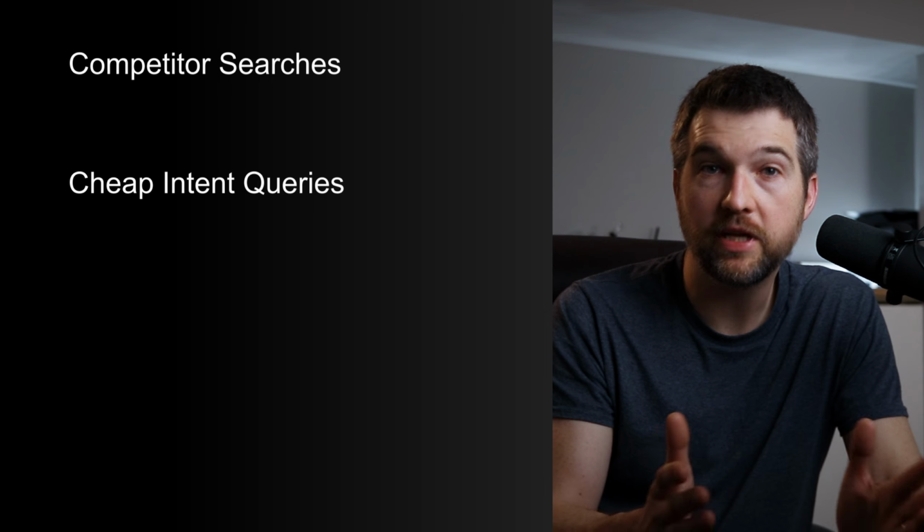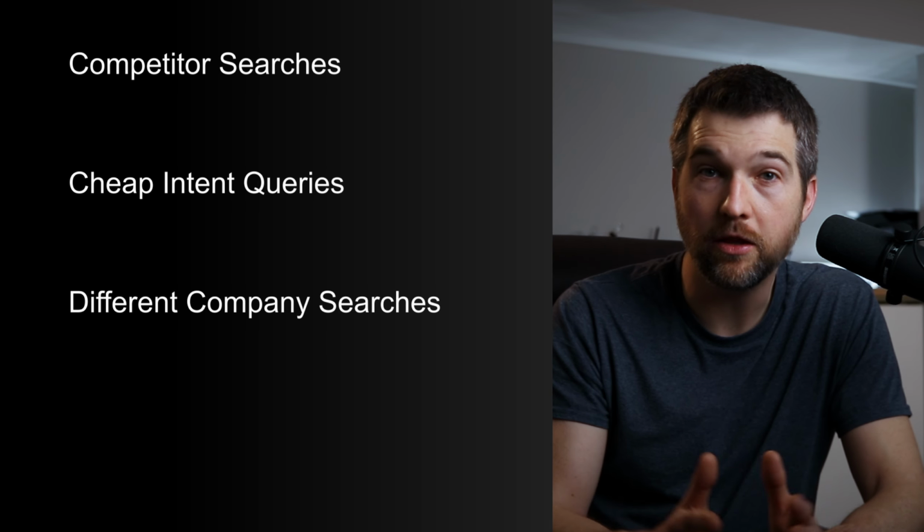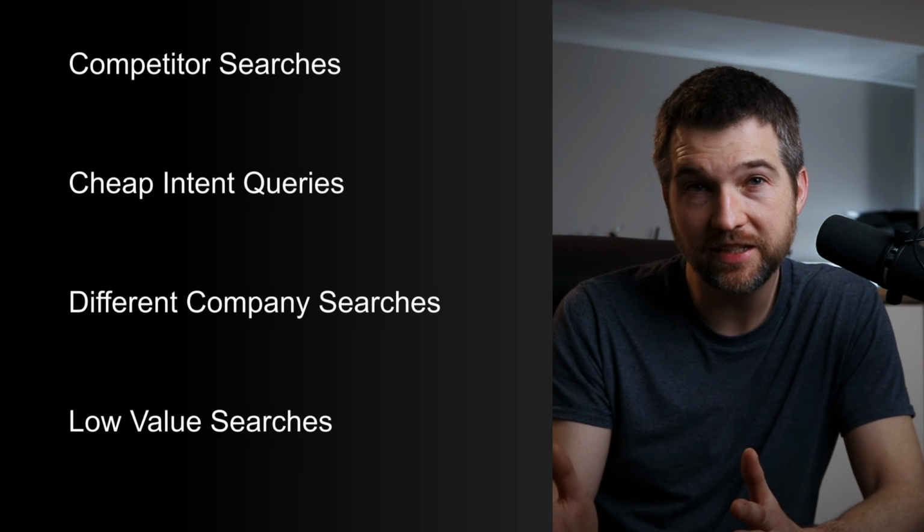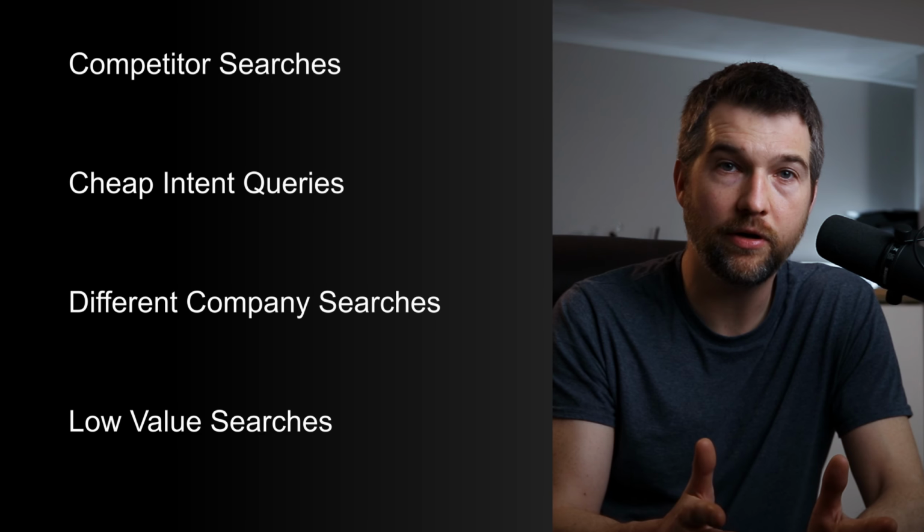So then I went into search terms to see what was actually triggering those keywords. And that's where things got ugly. The account was now showing for competitor searches, cheap intent queries, people looking for completely different companies, and low value searches that still technically led to a form fill or a phone call. So on paper, conversions were flowing. The CPA looked great, but in reality, lead quality had completely collapsed. And that's the thing. If you're only looking at the dashboard, you'd never know. You'd think the account was performing better than ever.